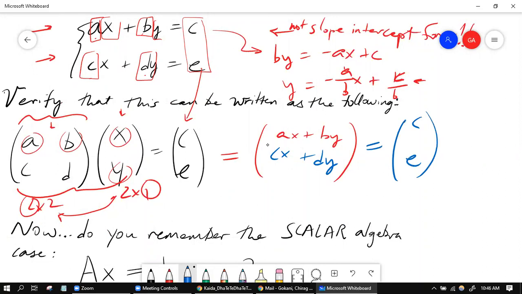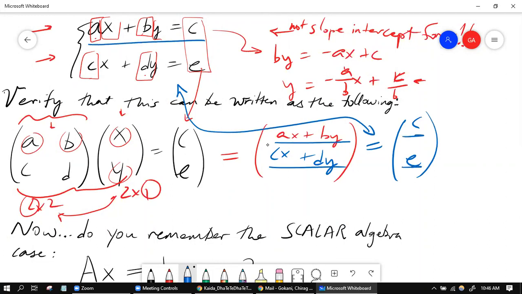But can you see that there is an equivalence between this and this? ax plus by is c, cx plus dy is e. That's exactly what's written here.